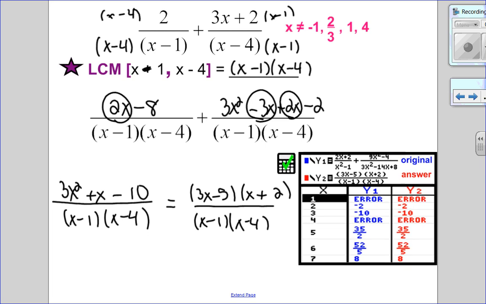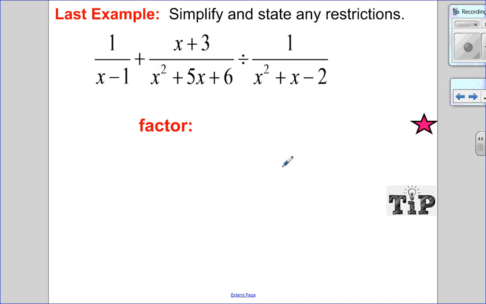So let's do our check. Original in y1, answer in y2. Check always happens in the table, and it looks like I'm good to go. Okay, last example. Let's look at this one here where we're combining adding and dividing in one question.